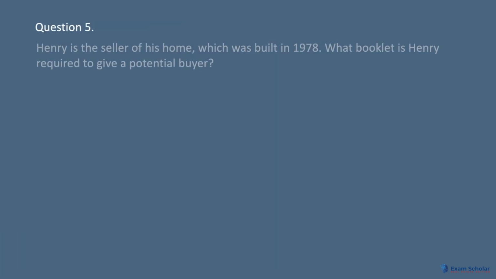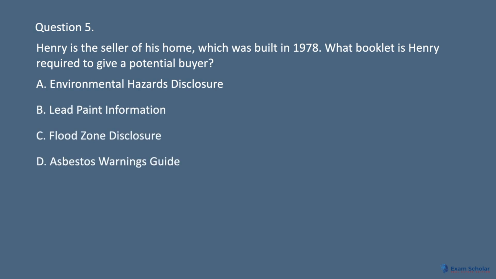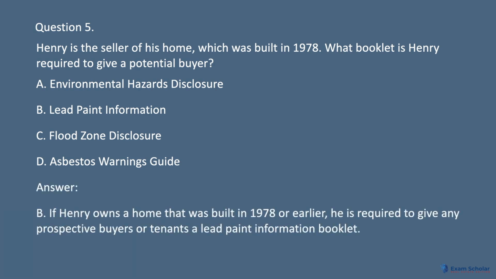Question 5. Henry is the seller of his home, which was built in 1978. What booklet is Henry required to give a potential buyer? A. Environmental hazards disclosure. B. Lead paint information. C. Flood zone disclosure. D. Asbestos warnings guide. Answer. B. If Henry owns a home that was built in 1978 or earlier, he is required to give any prospective buyers or tenants a lead paint information booklet.